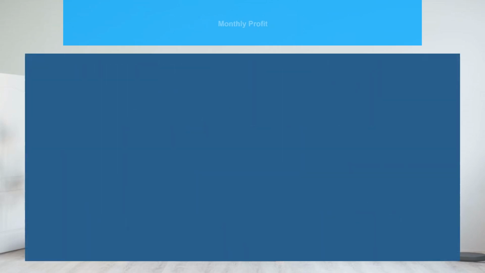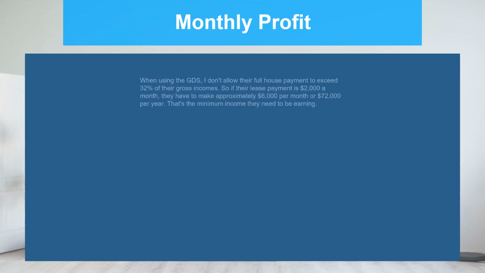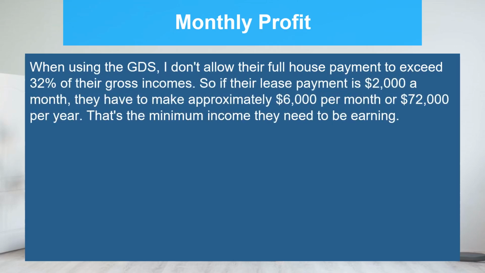When using the GDS, I don't allow their full house payments to exceed more than 32% of their gross income. So if the lease payment is $2,000 a month, they should earn approximately $6,000 a month or $72,000 a year. And that's the minimum income they need to be earning.